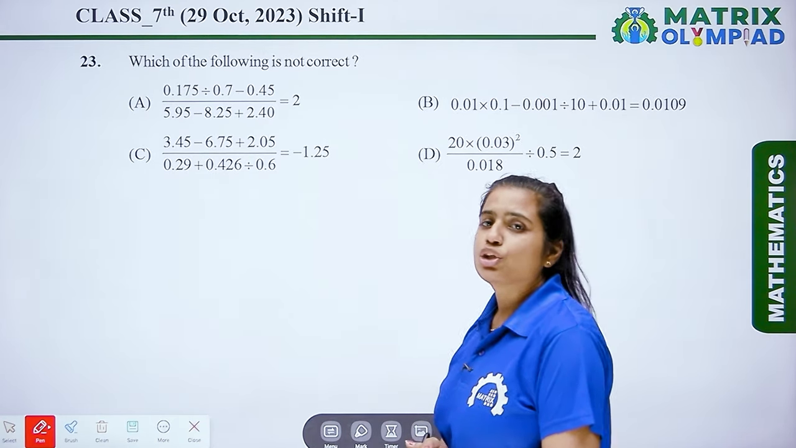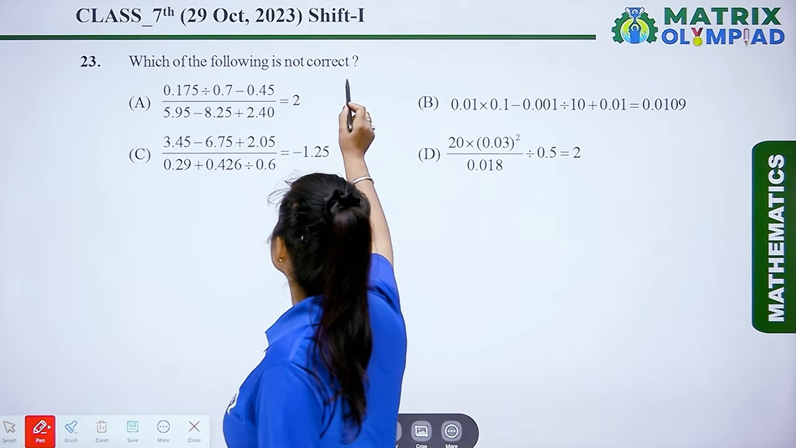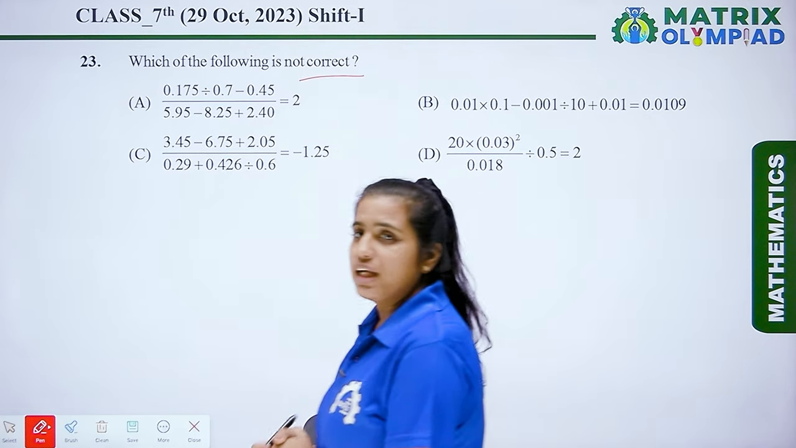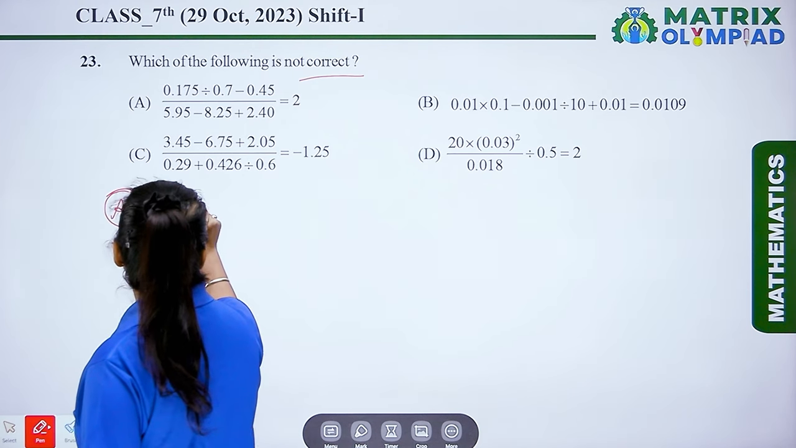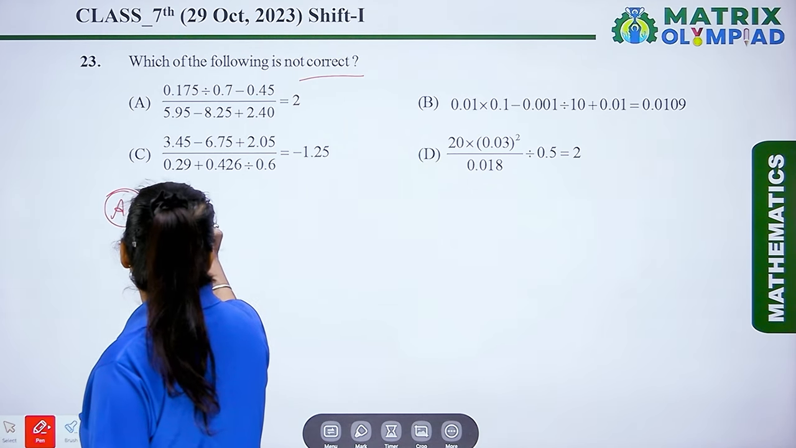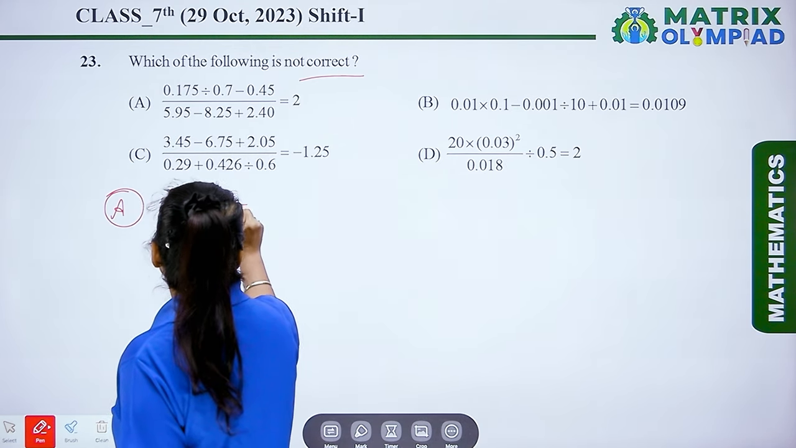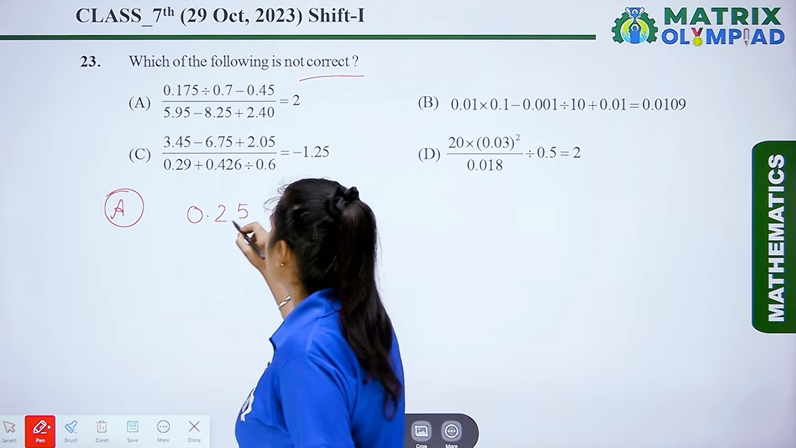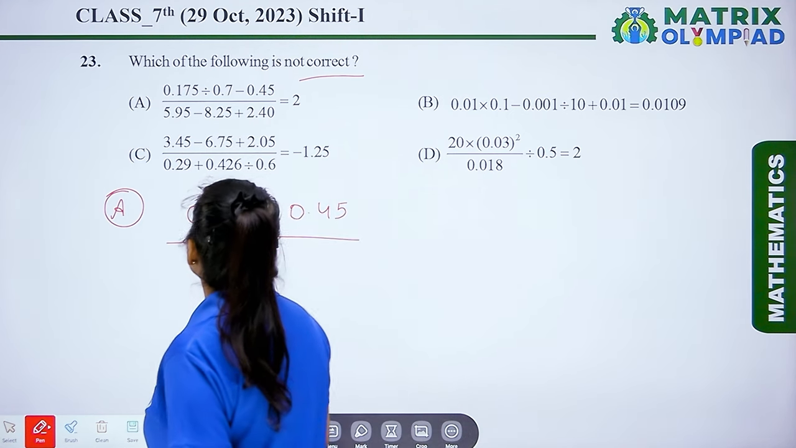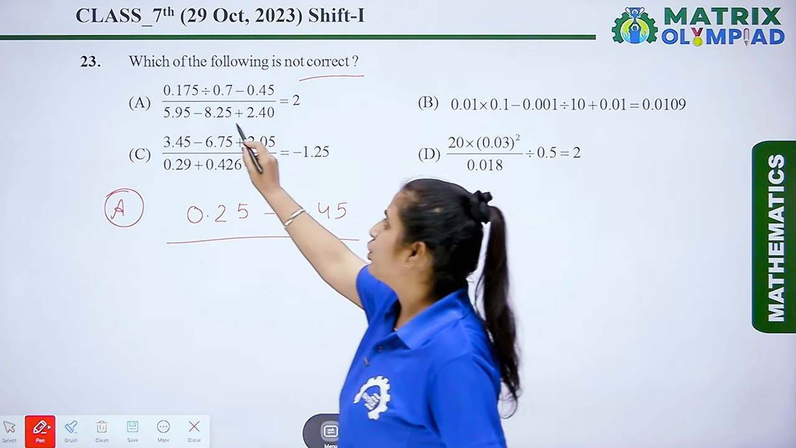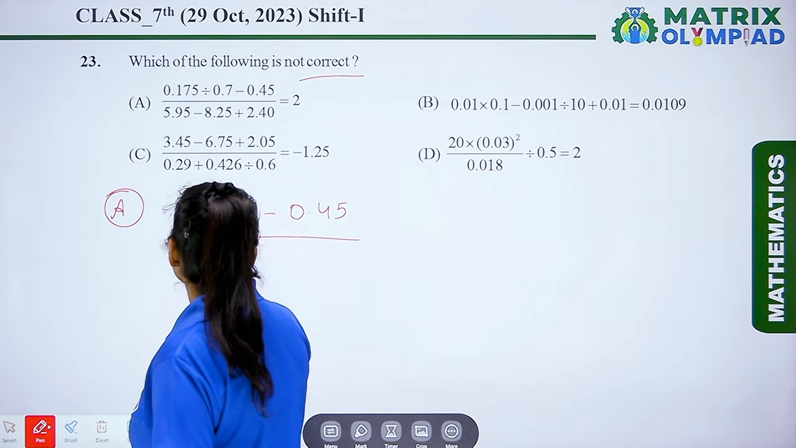Now the next question is question number 23. In this question, we have to find out which of the following is not correct. Let's solve and find the incorrect option. In option A, we have 0.175 divided by 0.7 minus 0.45 upon 5.95 minus 8.25 plus 2.40. First, we are going to divide 0.175 by 0.7. We have 0.25 minus 0.45. Here, we have to first add and then do the subtraction part.